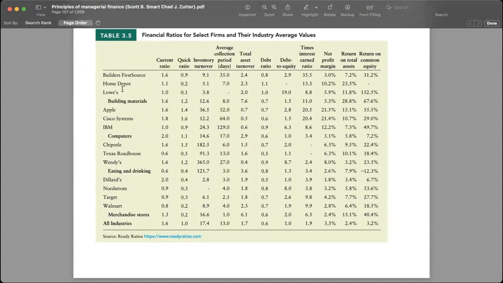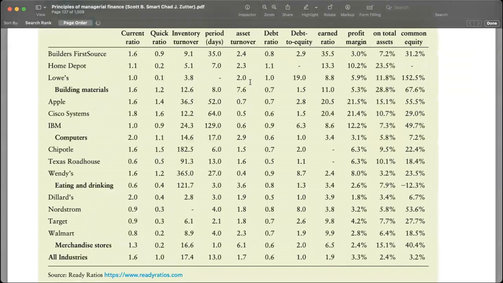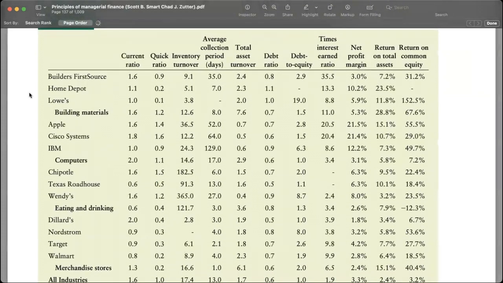Okay. So you can see how many companies? 1, 2, 3, 4, 5, 6, 7, 8, 9, 10, 11, 12, 13. 13 companies. The different ratios of 13 companies are here. Even total asset turnover is also here. So if you look at the first industry, building materials, can you see or not? The building materials: Builders FirstSource, Home Depot, and Lowe's. These three are in the building materials industry.